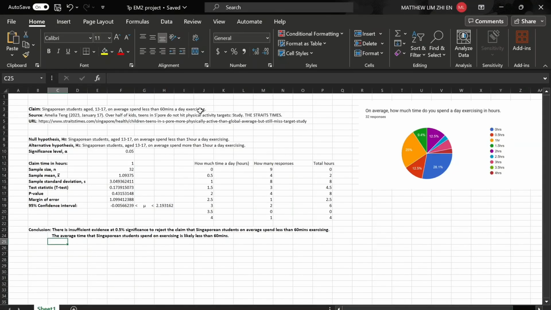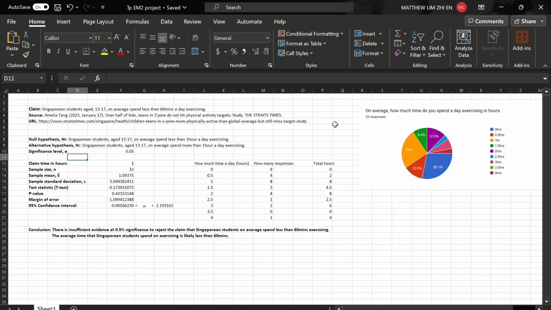From my source, the claim is that Singaporean students aged 13 to 17 on average spend less than 60 minutes a day exercising. And so the null hypothesis would be that Singaporean students aged 13 to 17 on average spend less than an hour a day exercising. And the alternative hypothesis is that Singaporean students aged 13 to 17 on average spend more than an hour a day exercising.